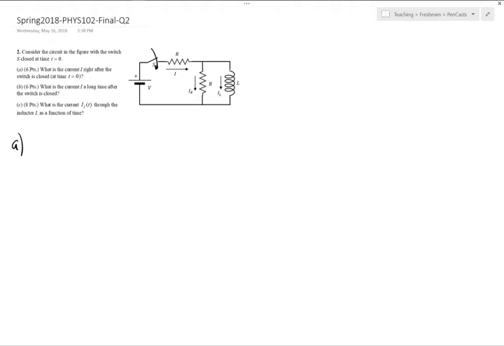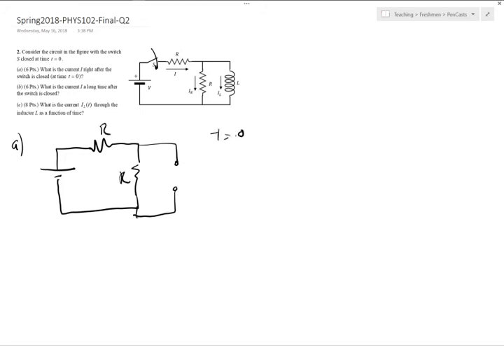So at the moment the switch is closed, the inductor resists this change of current. So momentarily, its current will not jump. So it will act like an open circuit. It's as if I cut out the inductor from that circuit. So this is the situation at t equals 0.